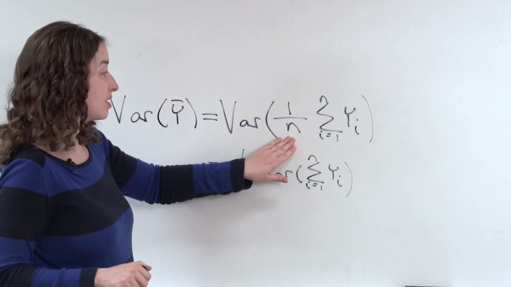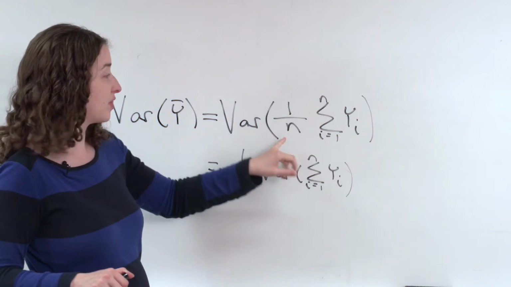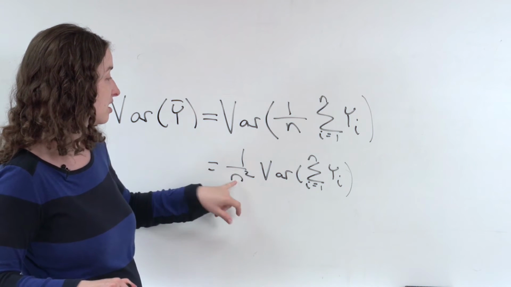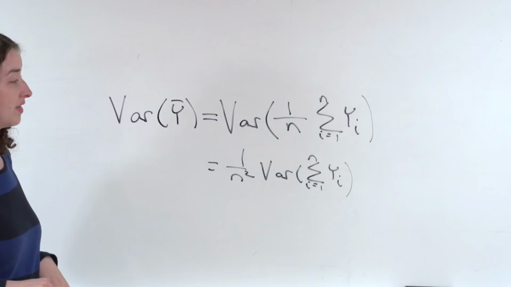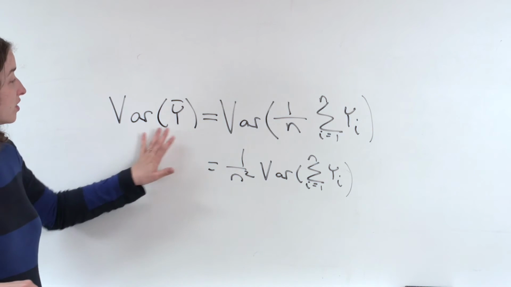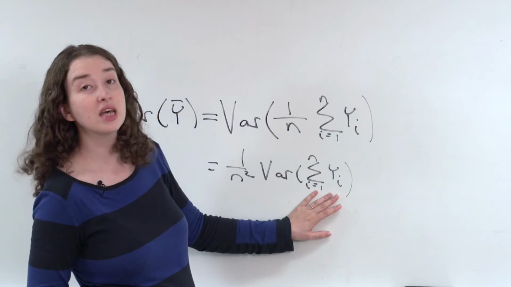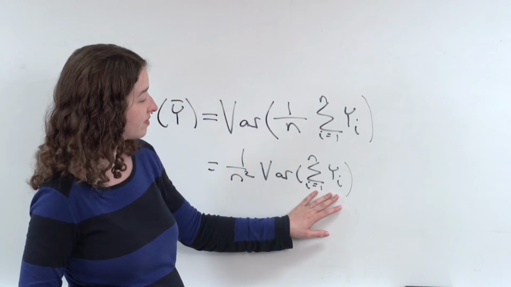Here, though, instead of multiplying whatever I'm taking the variance of by 3, I'm multiplying by 1 over n. Because the variance is a squared quantity, we get 1 over n squared on the outside. So far, the variance of y bar is equal to 1 over n squared times the variance of the sum of all of our data points.